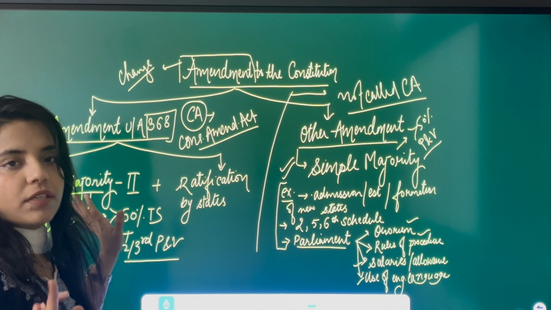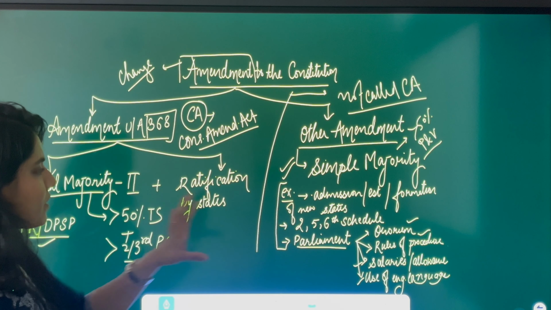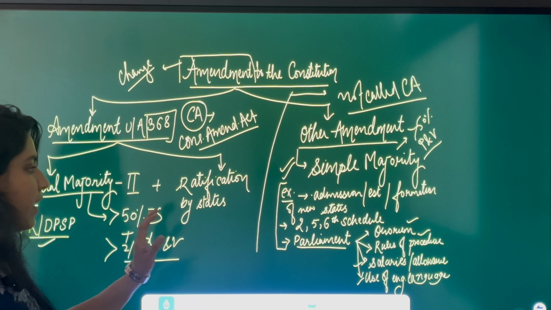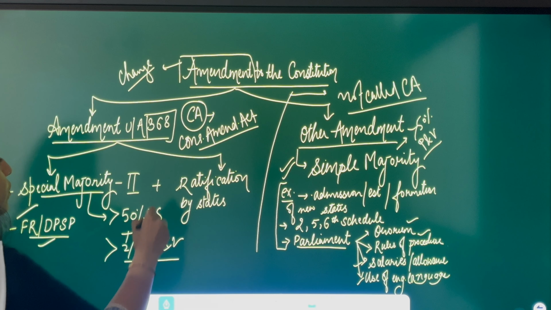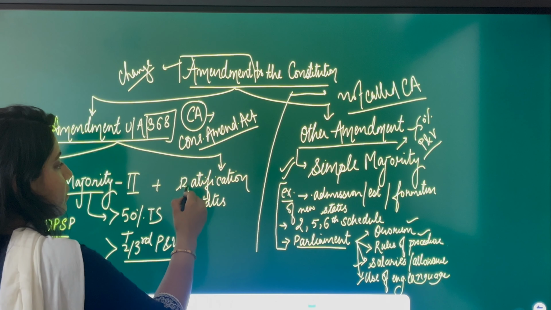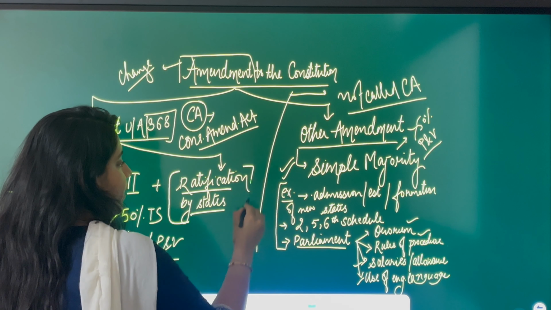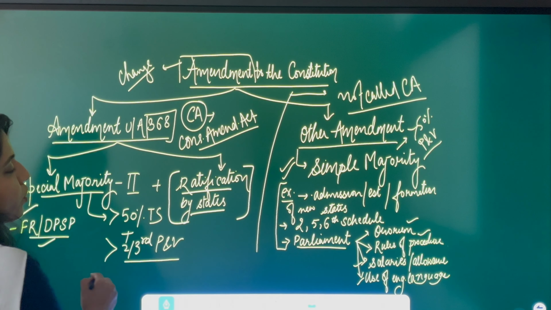So majority of the provisions are amended by special majority, but some are by simple majority and very few need ratification of states. Okay, and the second type is your amendment which also demands ratification of states along with special majority type 2.